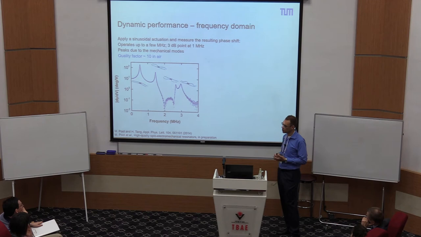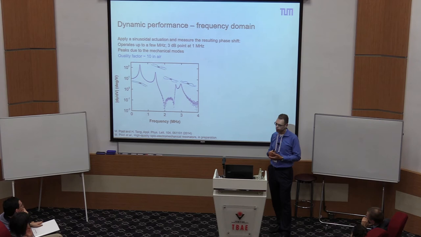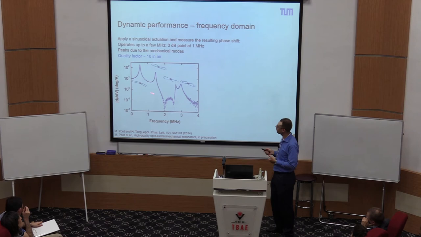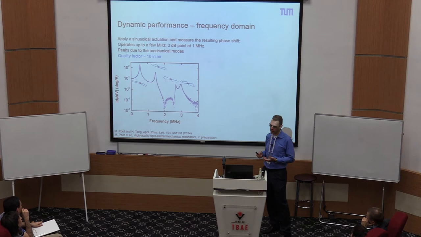So when you look at these modes, you see there is a certain width here. And from that, we can extract the quality factor. And for this device, the quality factor is around 10 if we measure it in air. And to be honest, you would have asked us, well, for the phase shifting here, we wouldn't mind if the quality factor was even lower, because that means that this response curve would be even smoother. So there we wouldn't mind. But for optomechanics experiments, this is, of course, completely useless.